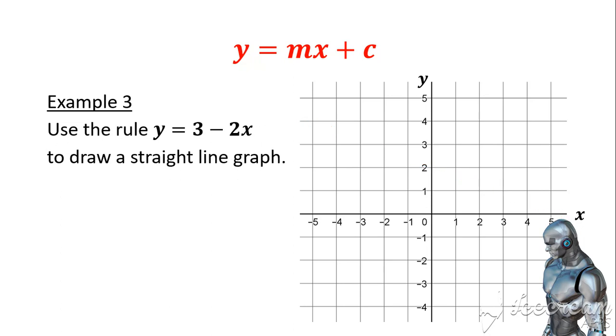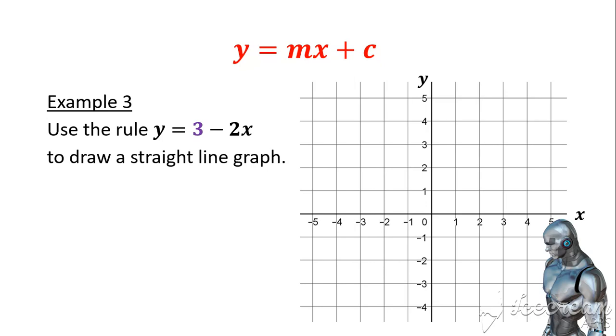Right, here's example 3, a little tricky one to finish with. Use the rule y equal to 3 subtract 2x to draw a straight line graph. Now, a lot of people straight away think this is the value of c. It's not. This is the value that's been timesed by the x, which is the value of m. We've just written them around a different way in this example. This is the value of c, positive 3.